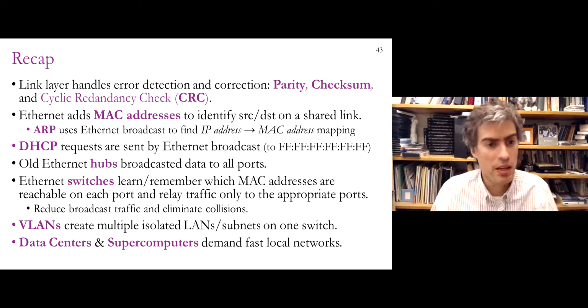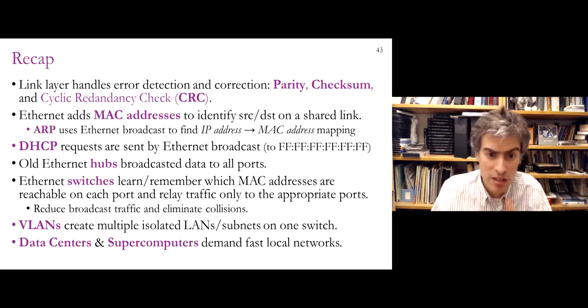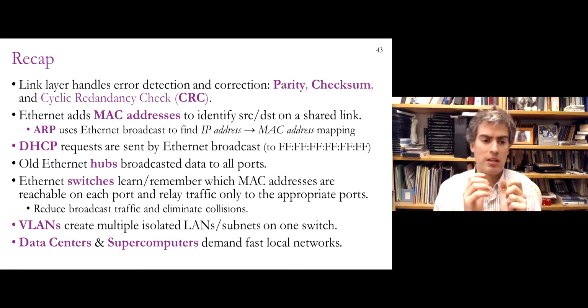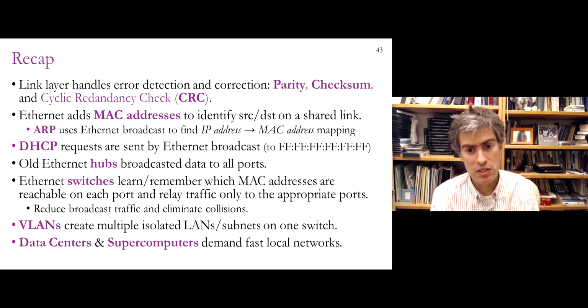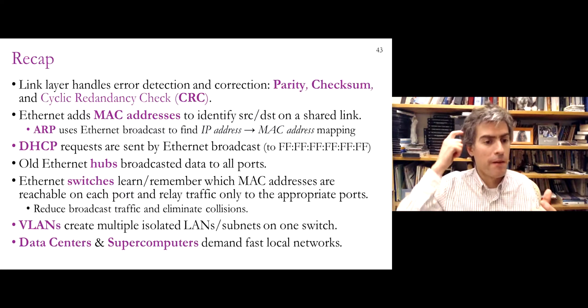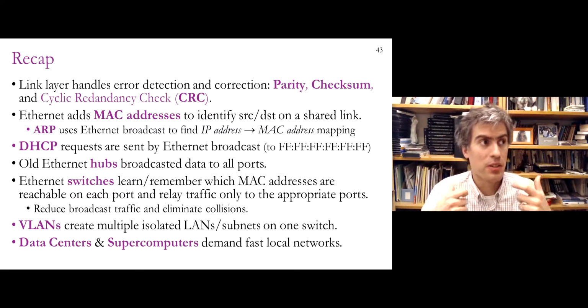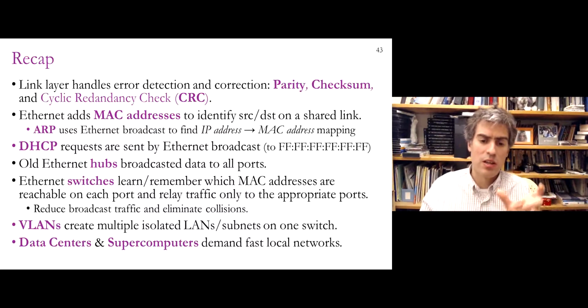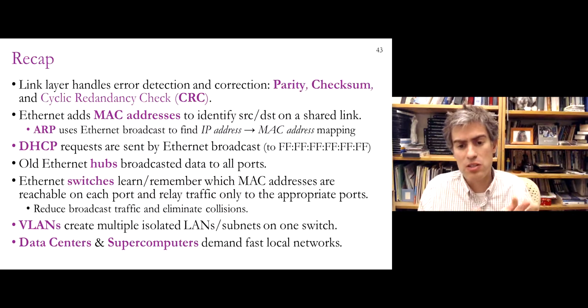Okay, but to recap today, we talked about different mechanisms and link layer protocols for doing error detection and correction, very briefly, Parity, Checksums, and Cyclic redundancy checks, CRCs. And then we talked about Ethernet. And the biggest concept there was MAC addresses that were introduced to identify sources and destinations on a shared link. And those are factory determined, they're hard-coded. ARP is a protocol, address resolution protocol, that uses Ethernet broadcasts to find the MAC address associated with an IP address.